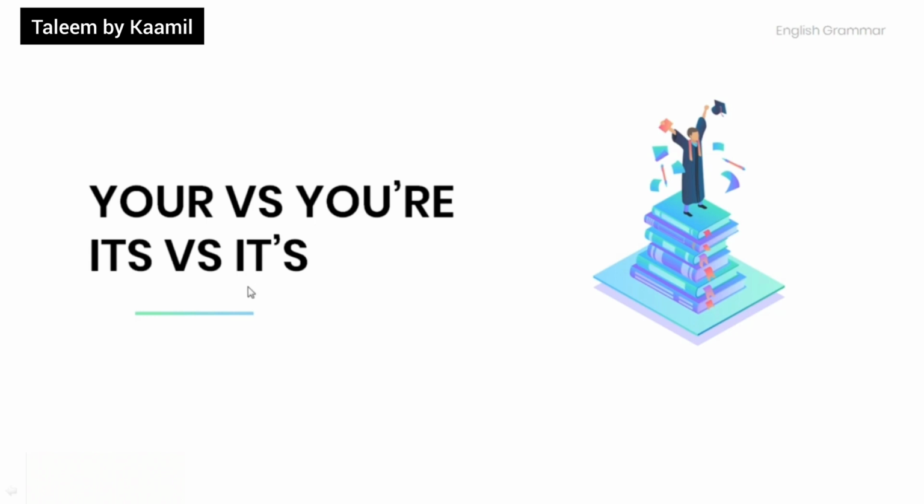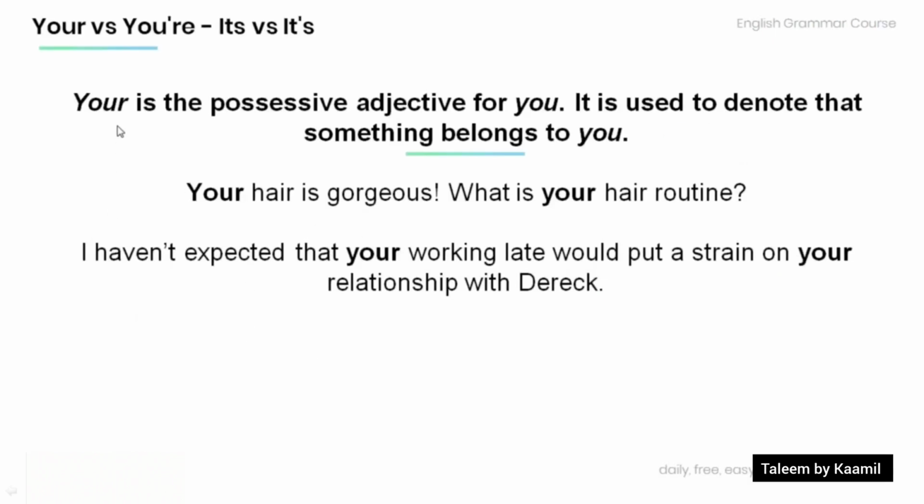Let's get started. Now, your is the possessive adjective for you. It is used to denote that something belongs to you. Have a look at the examples below. Your hair is gorgeous. What is your hair routine? Showing possession. I haven't expected that your working late will put a strain on your relationship with Derek. Possession.